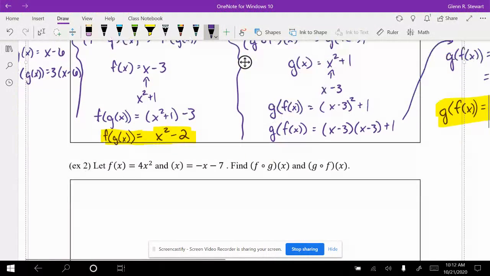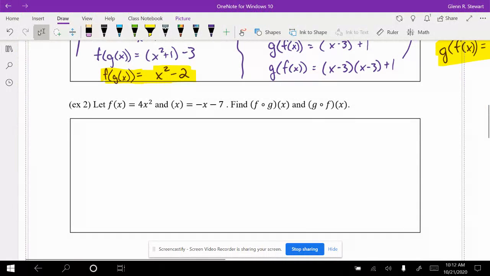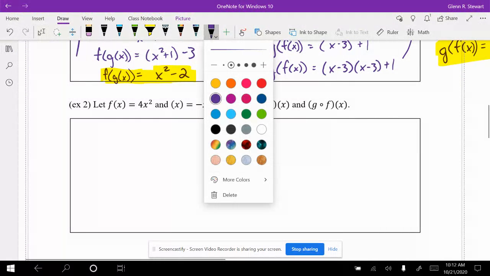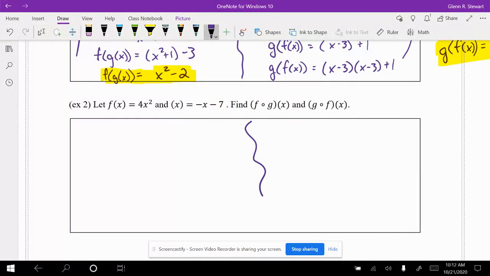If you look at these other ones, again, what's nice is that you guys have the opportunity to pause and fast forward and back up, so please do. Here we go. We've got f of x, which is 4x squared, and then we've got, again, g of x is equal to -x minus 7. I'm first going to find f of g of x, and then I'll find g of f of x.